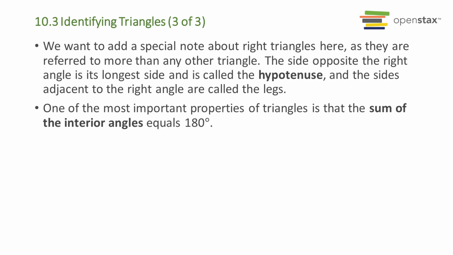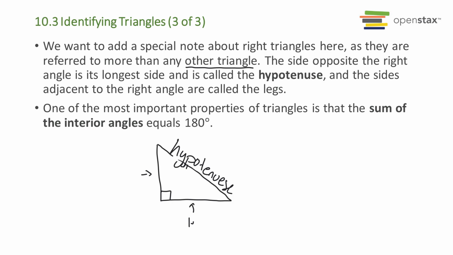We want to add a special note about right triangles. They're referred to more than any other triangle. In fact, right angle trigonometry is all based on right triangles. The side opposite the right angle in a right triangle, as I said, is called the hypotenuse, and I can do a little better at spelling that: hypotenuse. And these adjacent sides are called the legs.